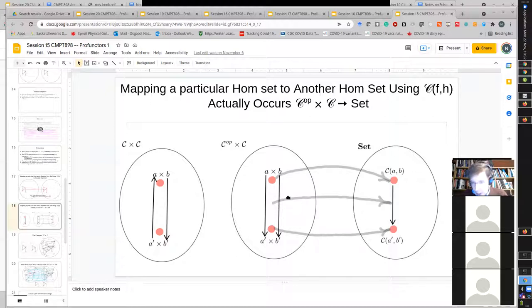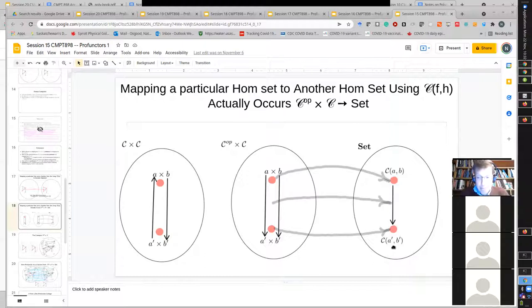In C op cross C, and we map that with this functor. Since this is a morphism from A cross B to A prime cross B prime, we can map that with our functor into a morphism between, this is for the Hom profunctor, but it works for others as well, C of A comma B. That's all just the Hom profunctor applied to this one. So it's mapping between that and C of A prime, B prime, this one here.